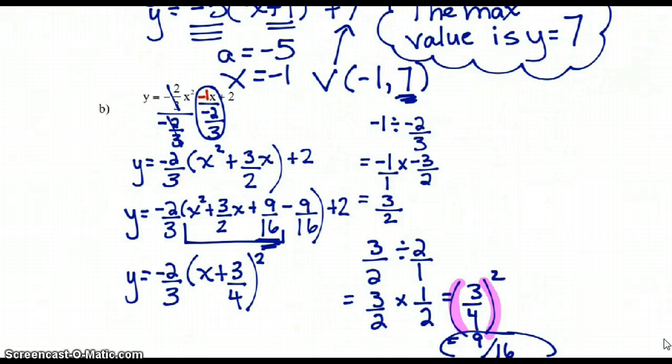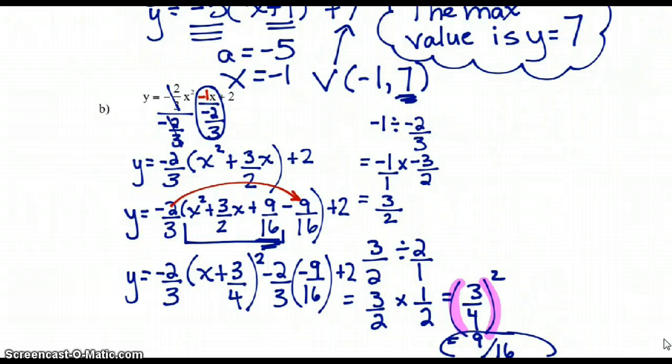We're not done yet, because we need to multiply this negative 2 over 3 times negative 9 over 16. So we're going to show that work being done. So negative 2 over 3 times negative 9 over 16, and we're going to put the positive 2 units. I'm just going to move some stuff around here so that it's not, again, in the way.